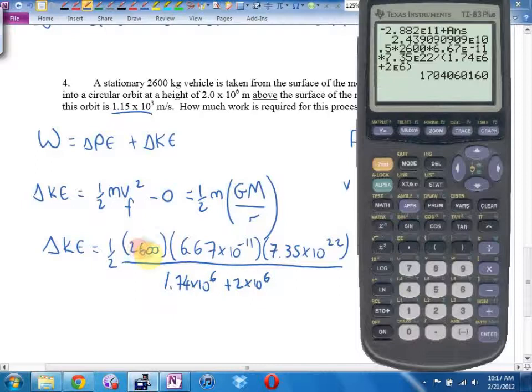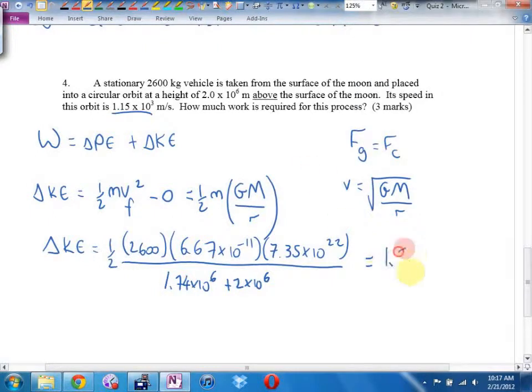0.5 m big G, mass of the moon divided by the radius, which is from the center of the moon out. They gave me an altitude, so start with the altitude, add the radius of the moon. Get 1.704 times 10 to the 9. That's how much kinetic energy it needs to stay in orbit. Katie, we found that. Now what?